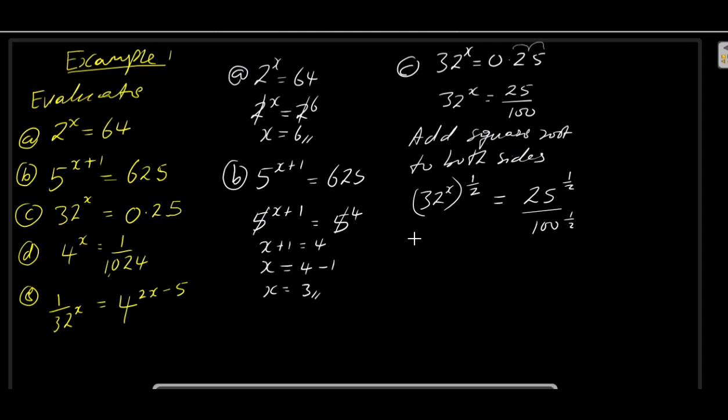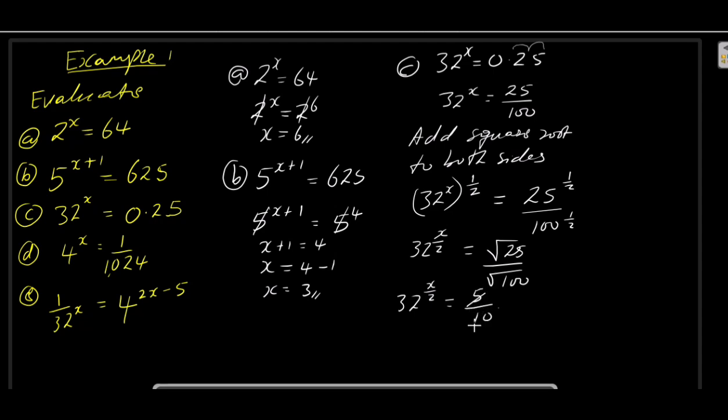Okay, so here we need to make use of our power law. For the power law, we are going to multiply the index inside the box with the index outside. So we're going to be having 32 to the power of x over 2 equals 25 raised to the power of 1 over 2, making use of our root power law. This is going to change to square root of 25 over square root of 100. Now, we have 32 raised to the power of x over 2 equals 5 over 10.